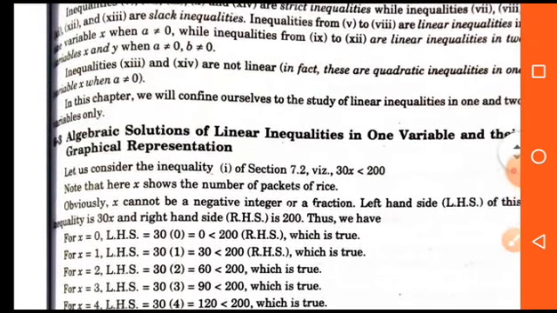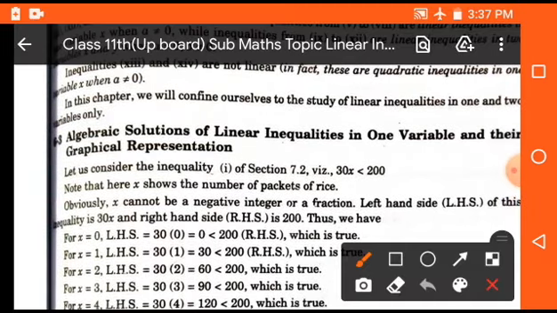If we consider the linear inequality 30x is less than 200, by putting different values in this inequality we find the solution set of this linear inequality. If we put x equal to 0, then we find that 0 is less than 200. So it is a solution of the linear inequality. In the same way, if we put x equal to 2, 3, 4, 5, then we will find the solution set of the linear inequality.